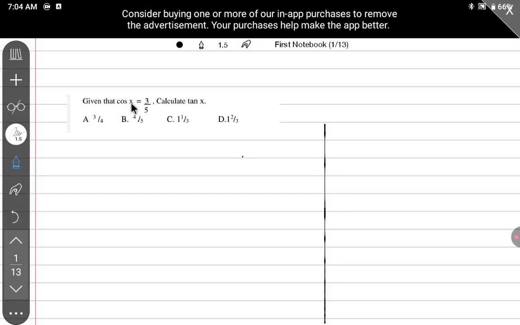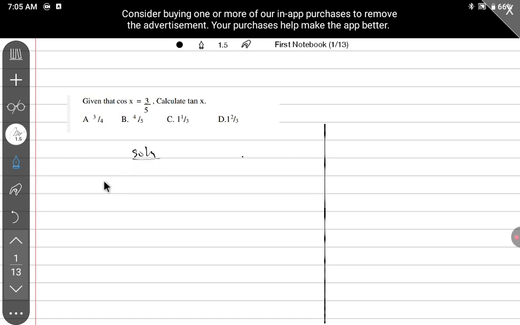Given that cos s is equal to 3 over 5, calculate the tan s. We're told to calculate tan s, and here we have option A, option B, option C, and option D. This is quite simple. So let's see this step by step and how to solve this math question. So let's say we have the solution.